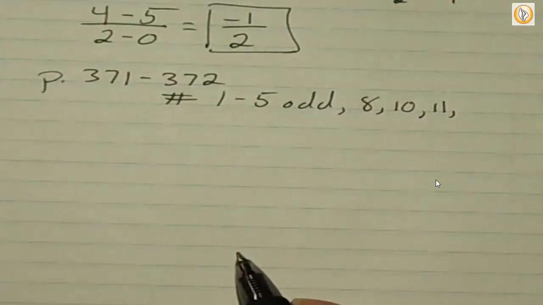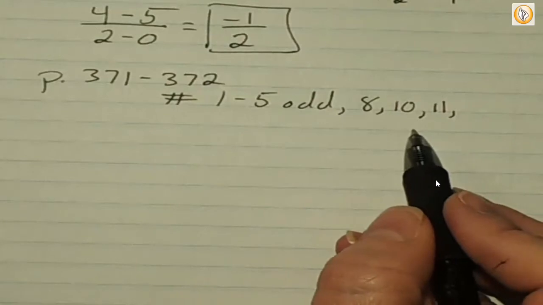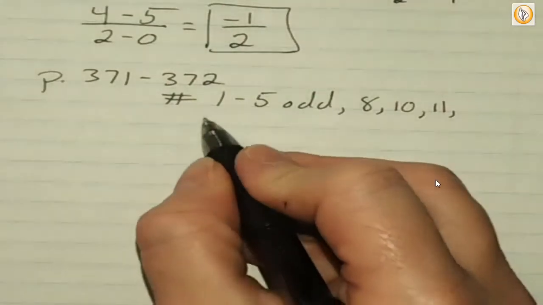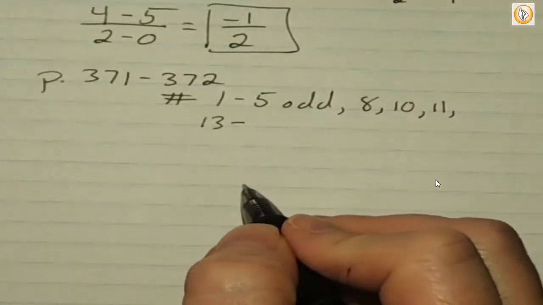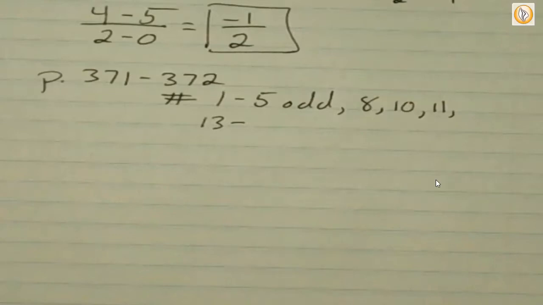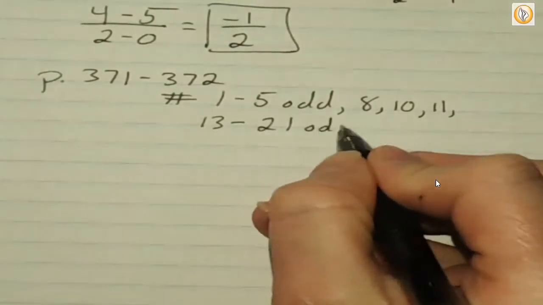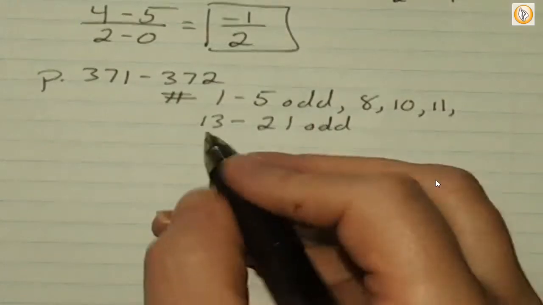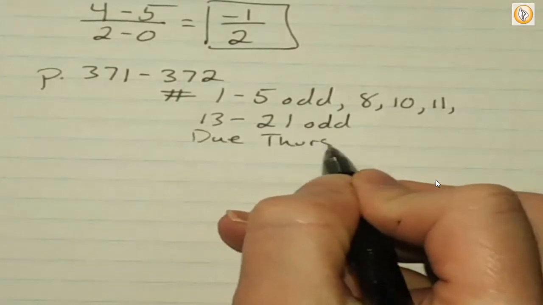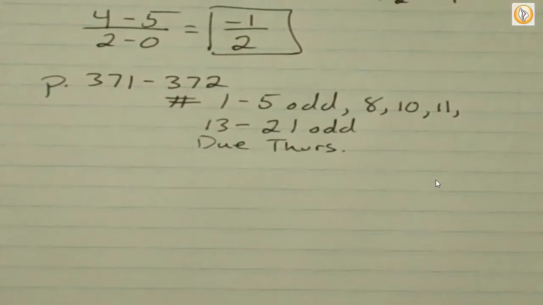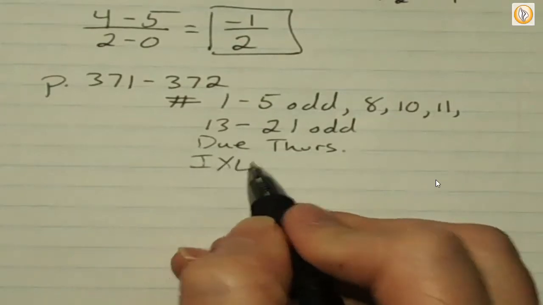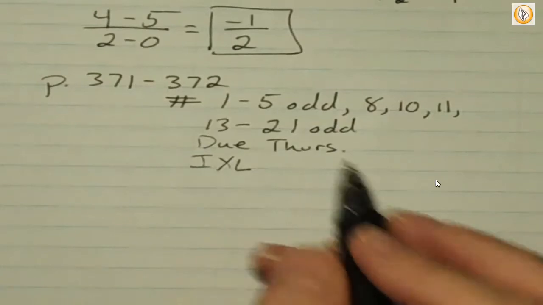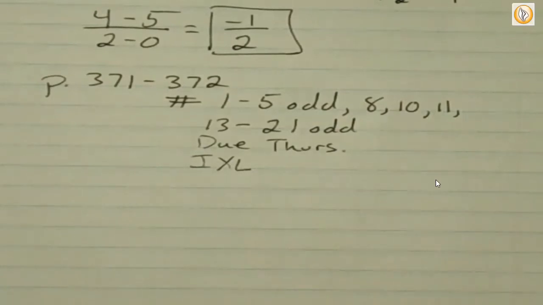So that's 1, 2, 3, 4, 5, 6. That's 11 problems. Due Thursday. Oh wait, today's Wednesday. I keep getting confused. I thought it was Tuesday. And I probably will assign some IXL. Probably assign it tomorrow though.